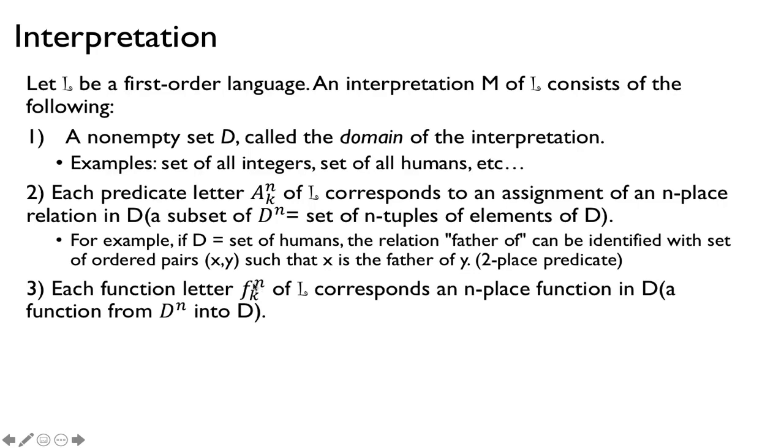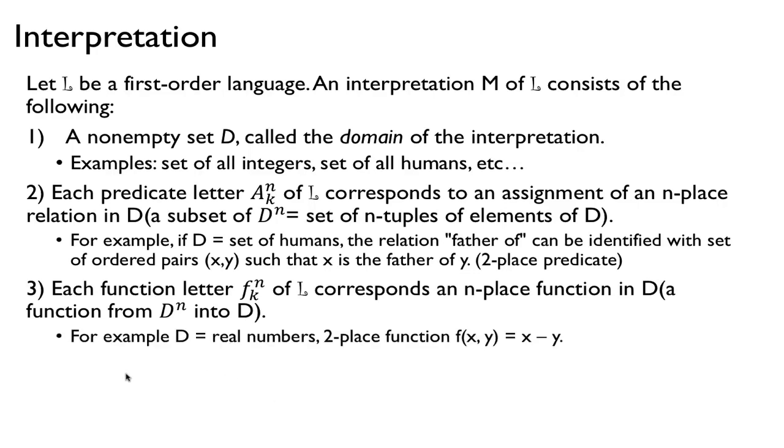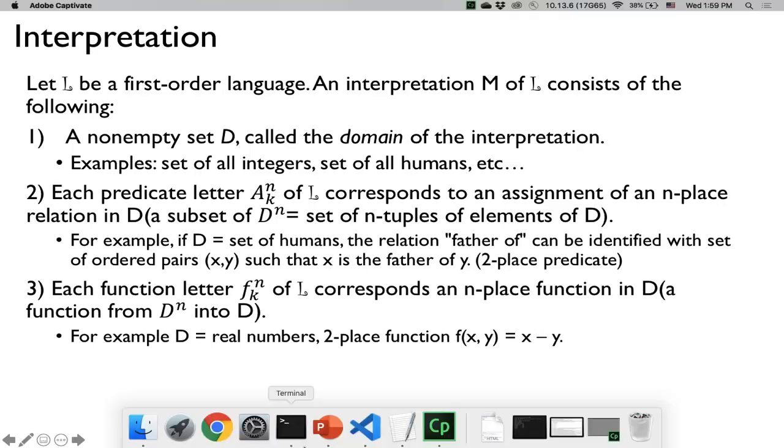Functions: a function from D^n to D. If you have a function of n arguments, then it takes objects and sends them to another object. That's how you think about functions. The domain could be n-tuples from the domain D, and the output is in D. Those are functions, just like in math. For example, if D represents the set of all real numbers, here's an example of a two-place function. It takes two inputs and subtracts them. So the domain here is D squared, and the output is in D, another object in the domain.